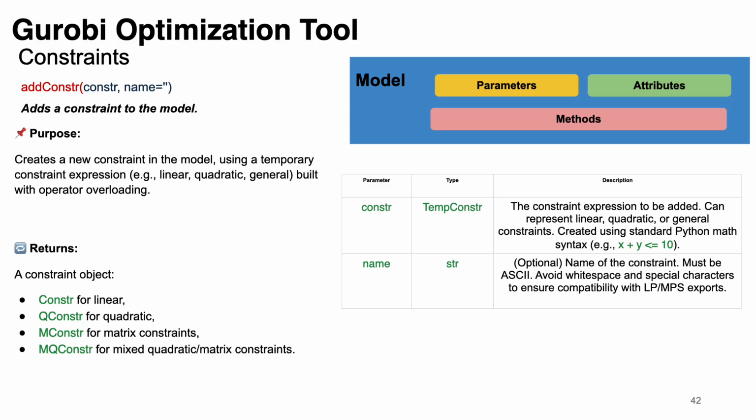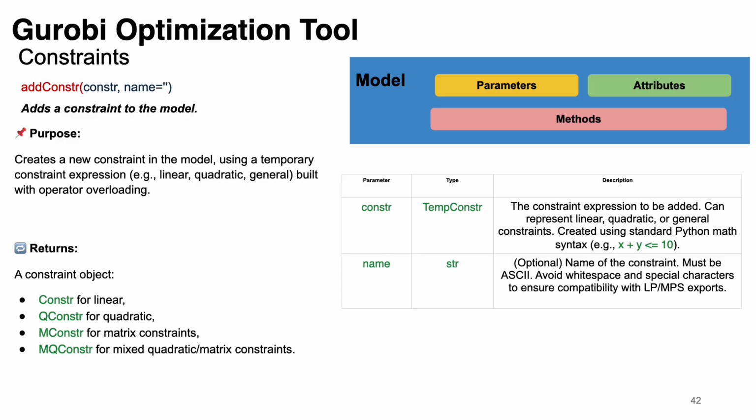Let's look at what the addConstr method returns. Depending on the math you passed into it, Gurobi will automatically identify and return a specific constraint object. It will return a standard constr for linear equations, a qconstr for quadratic expressions, or matrix-specific objects if you are using advanced NumPy arrays. The true purpose of this method is to allow you to build rules using intuitive Python operator overloading.